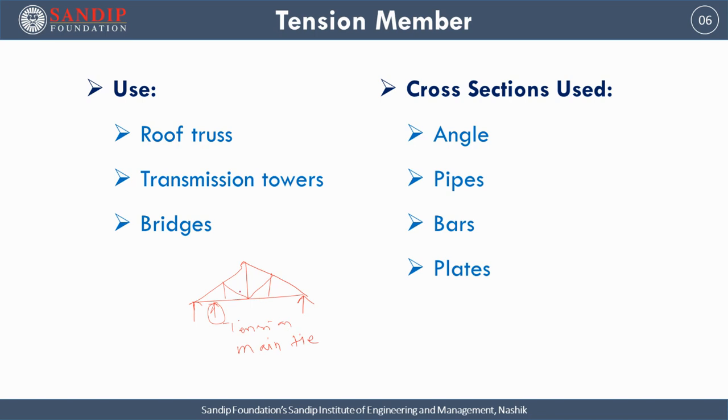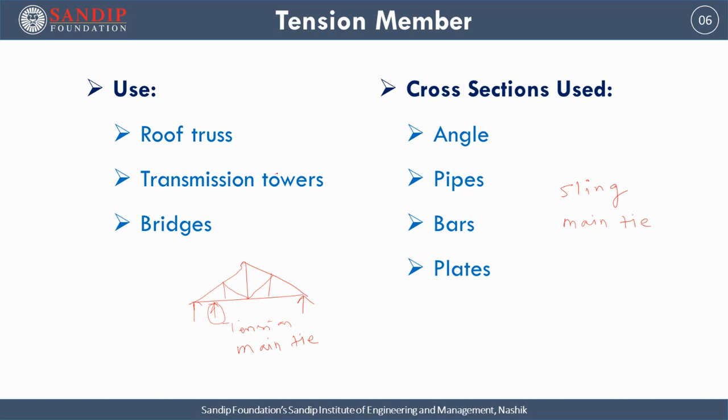Apart from that, inclined or vertical members, depending on the configuration of the truss, another member of the roof truss will act as a tension member, that is the sling. So sling and main tie are the common tension members used in the field as far as roof trusses are concerned. Then there are transmission towers or mobile towers.